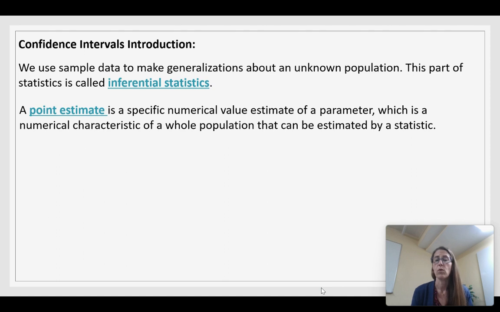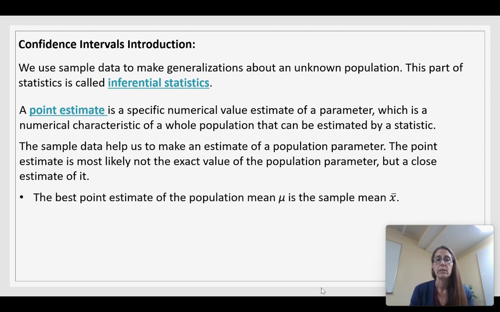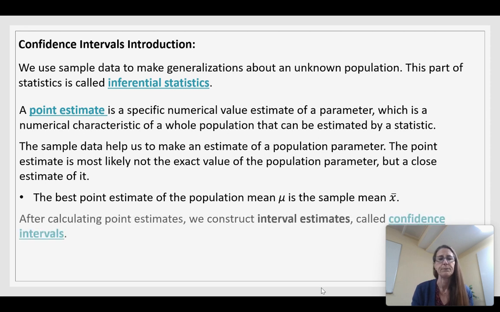So remember, we've talked about this before. Parameter has to do with the population, and statistic has to do with the sample. So a point estimate is like one number estimate of a parameter. The sample data help us to make an estimate of the population parameter. The point estimate is most likely not the exact value of the population parameter, but a close estimate of it. The best point estimate of the population mean mu is the sample mean x bar. So again, remember, x bar is sample mean, so that's coming from the sample. That would be an estimate for a population mean, like the true mean of the population.